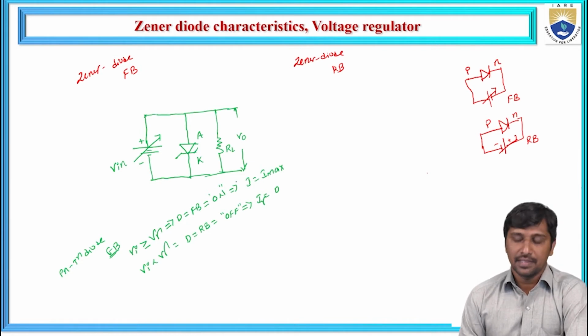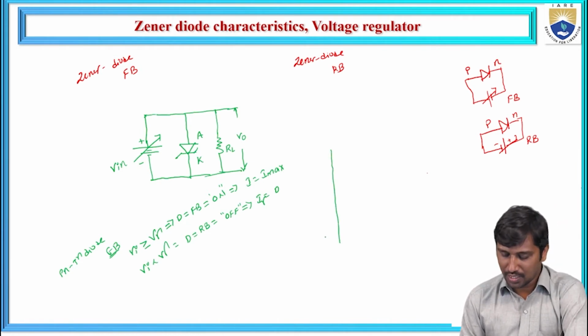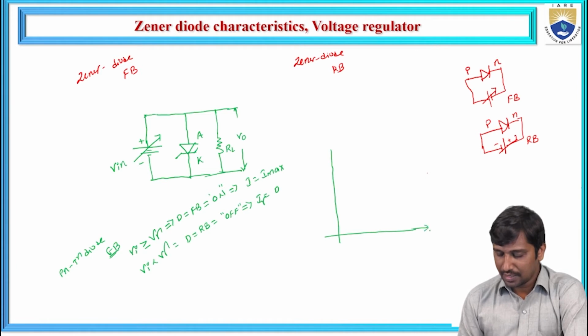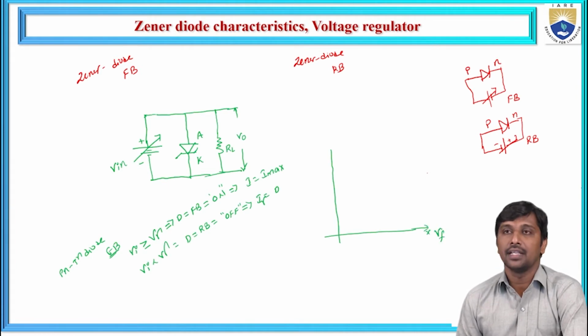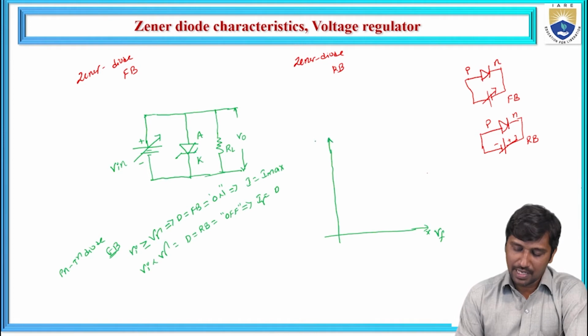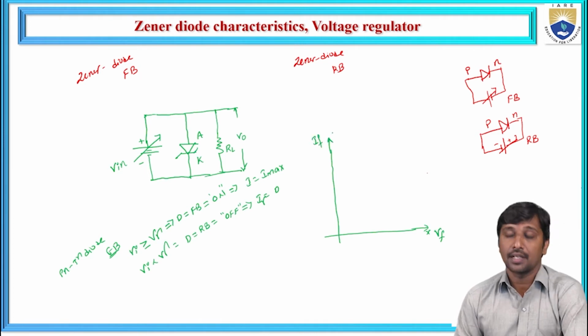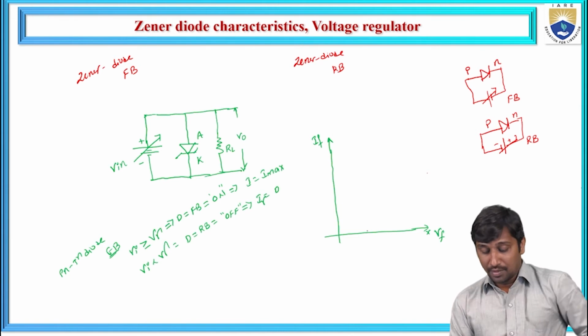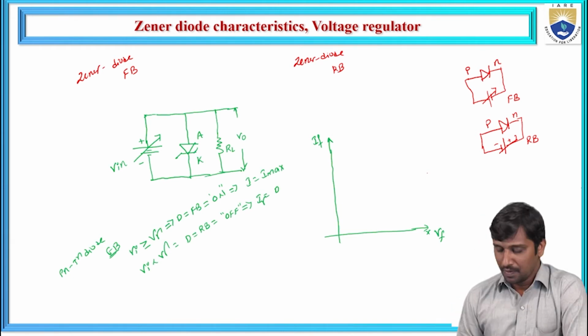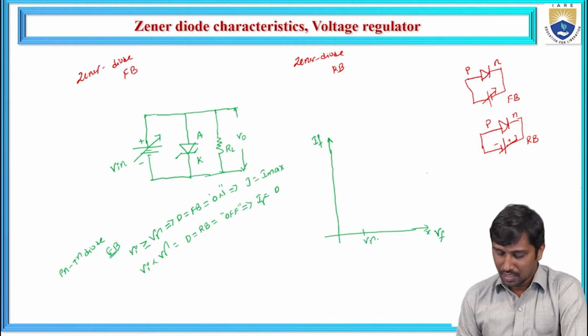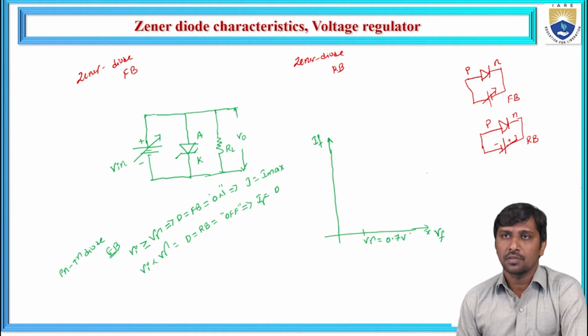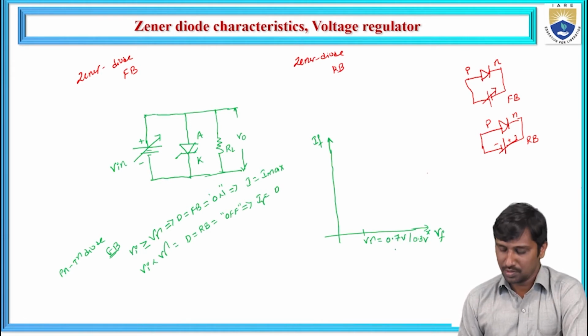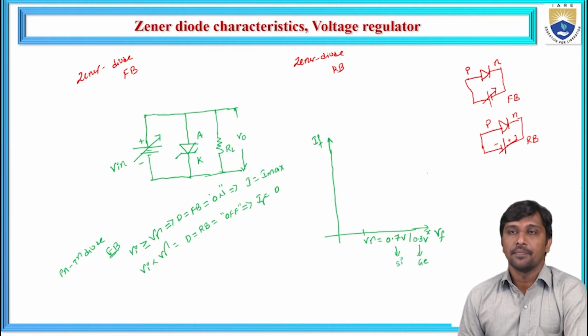Based on these PN junction diode characteristics, if you want to draw the characteristics, the x-axis is represented as the forward voltage across the diode, and the y-axis is represented as the forward current across the diode. At this point, let us take this as the cut-in voltage of a PN junction diode, either 0.7 volts or 0.3 volts. This is for silicon and this is for germanium.